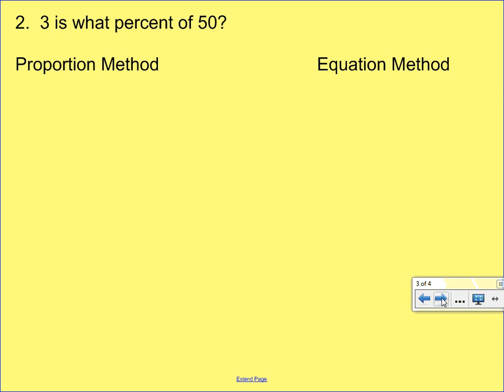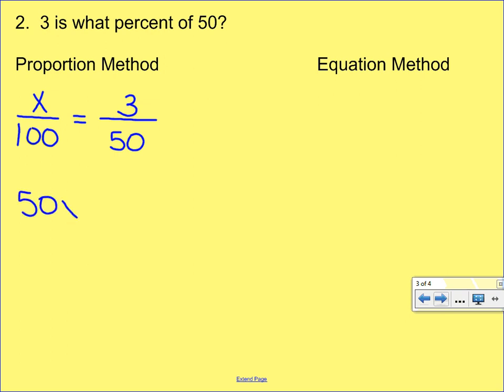Example 2, the question reads, 3 is what percent of 50? So for the proportion method, again, set up your template here, the two fractions. This time we're missing the percent, so the x should go in the percent spot. We're still comparing that to 100. And then we're looking, 3 is what percent of 50? Well, the 50 is the whole, and the 3 is going to be the part. So the 3 goes on top, the 50 goes on the bottom. When we cross multiply, we get 50x equals 300. And then when you divide both sides by 50, we get x equals 6. This, however, is not our final answer because the question says 3 is what percent. So we actually have to go ahead and label that and say the answer is 6%.